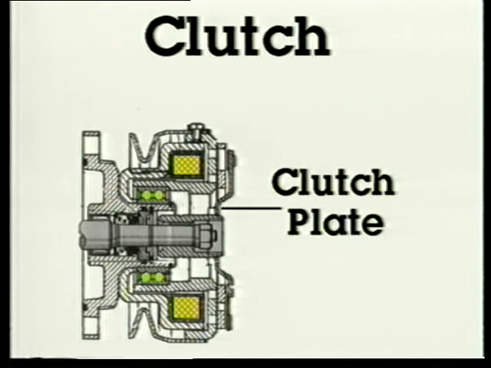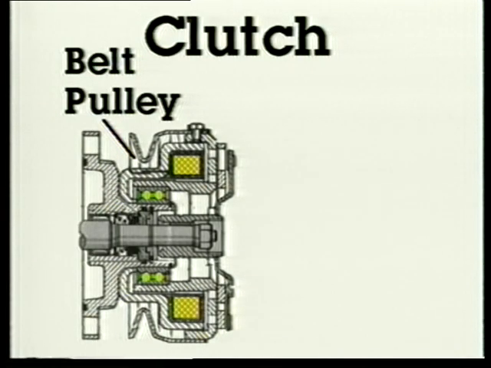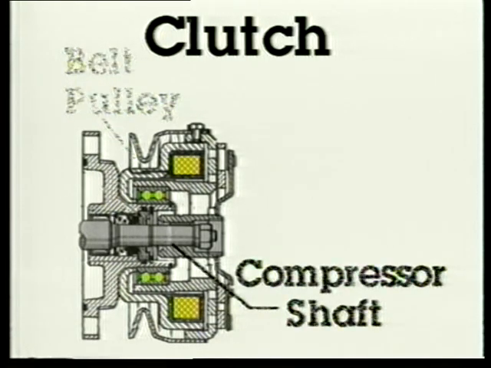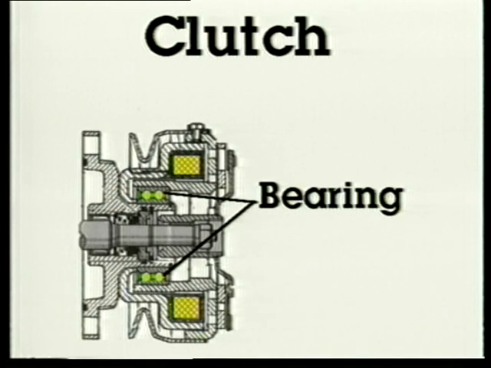The clutch plate reacts to the magnetic field caused by the coil. The belt pulley is powered by the crankshaft pulley through a V or ribbed belt. The compressor shaft transfers power from the pulley and plate into the internal components of the compressor. The clutch assembly rides on a set of ball bearings.